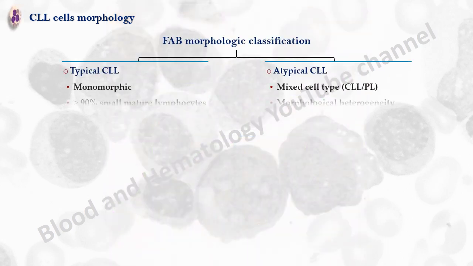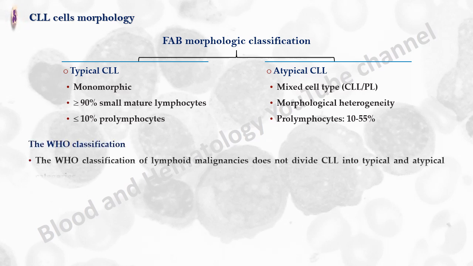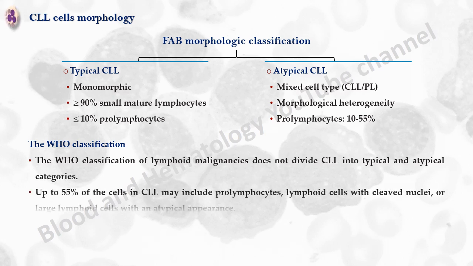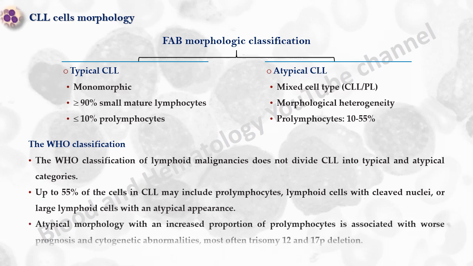The FAB group has proposed a morphologic classification of CLL consisting of two major types, typical CLL and an atypical CLL category. The WHO classification of lymphoid malignancies does not divide CLL into typical and atypical categories. Up to 55% of the cells in CLL may include prolymphocytes, lymphoid cells with cleaved nuclei, or large lymphoid cells with an atypical appearance. Atypical morphology with an increased proportion of prolymphocytes is associated with worse prognosis and cytogenetic abnormalities, most often trisomy 12 and 17p deletion.